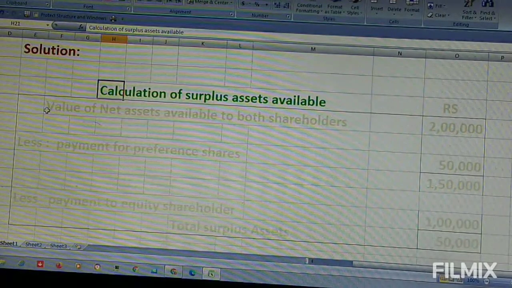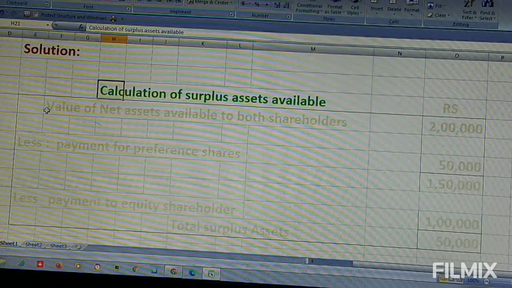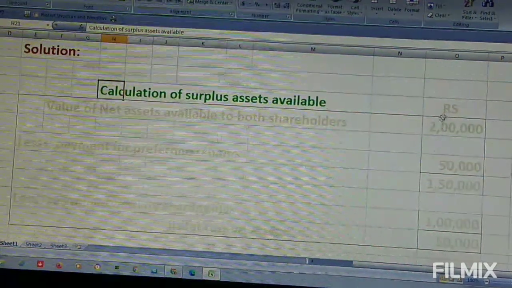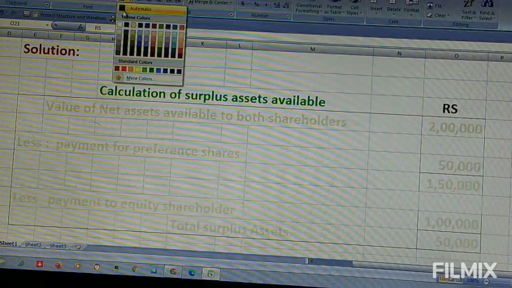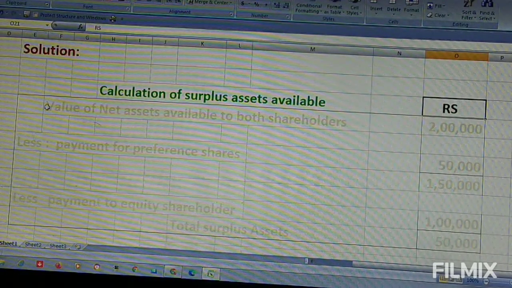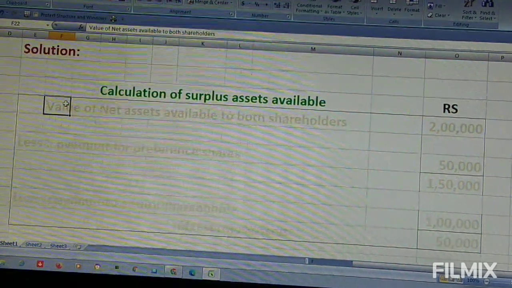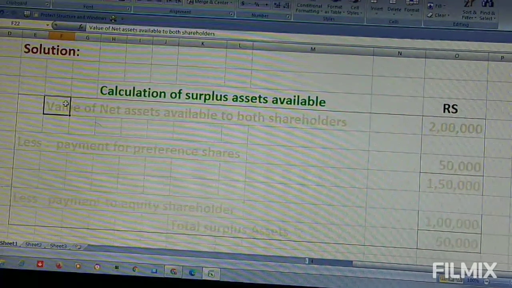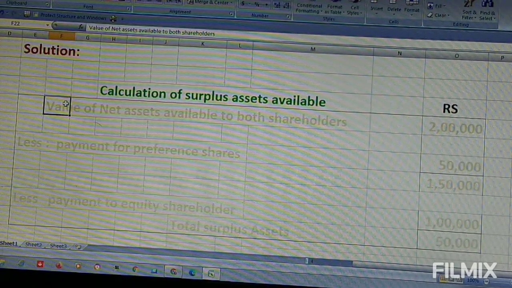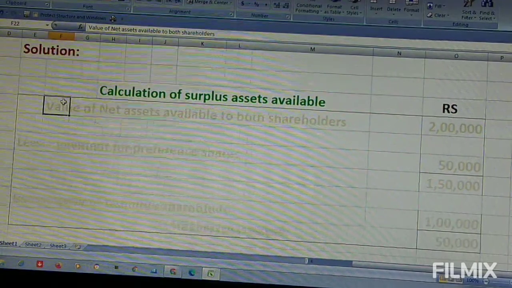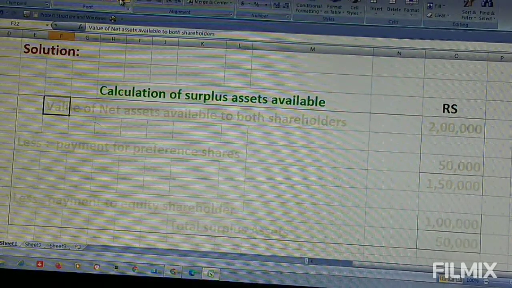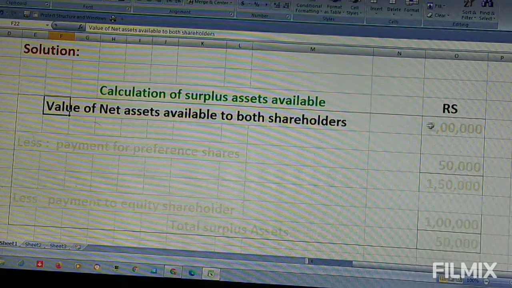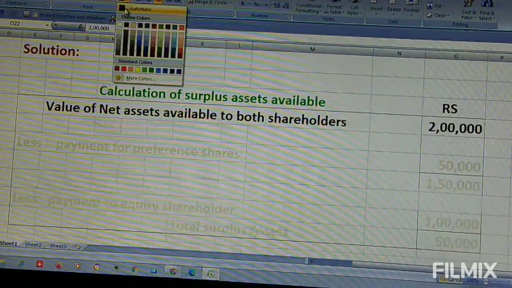Here, for the table, you can make 2 columns: one is for particulars, another is for rupees. So first, write there: value of net assets available to both the shareholders. How much is it here? 2 lakhs. It is given in the problem.